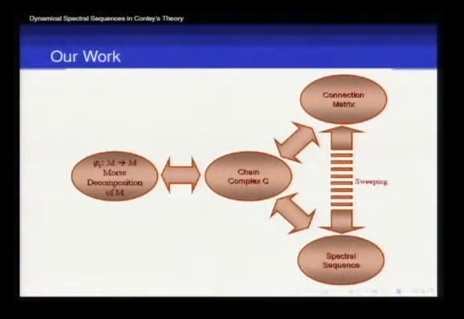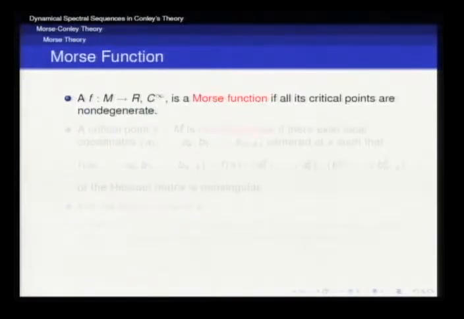So this is essentially a diagram of what we have. We're working, let's just think of the critical points of a Morse function, and we can get to this Morse decomposition later. From the chain complex C we really want to talk about what we call a connection matrix, which comes from the Conley theory, and spectral sequences, and the method we developed to connect these two objects.